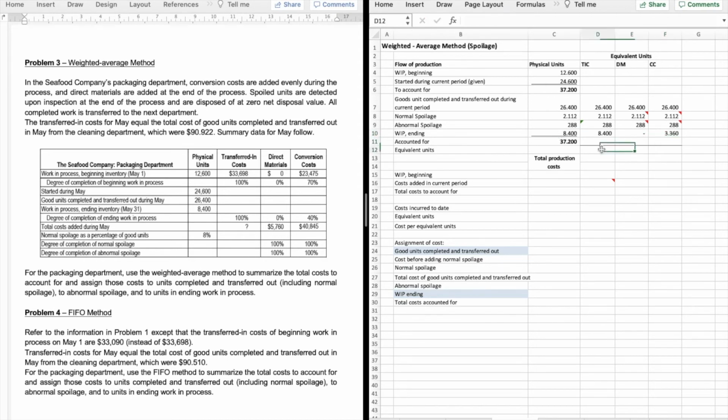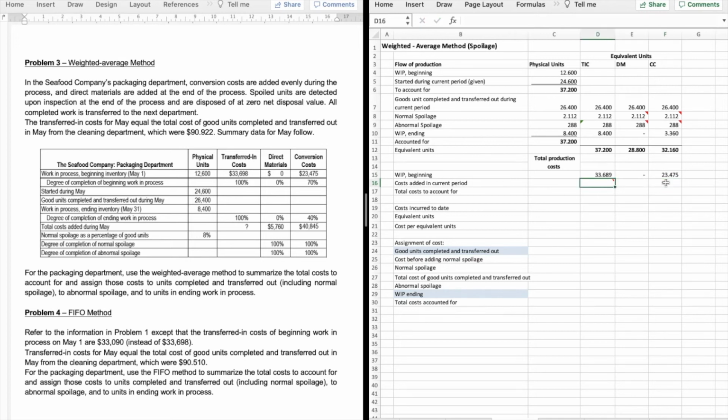So now we can calculate the equivalent units. We'll have 37.2 for transferred in cost, 28.8 for direct materials, and 32.1 for conversion cost. And now we are going to calculate the total cost. Starting from the beginning work in process, we know the total cost for transferred in cost is 33,698, and the direct materials is 0, and the conversion cost is 23,475.